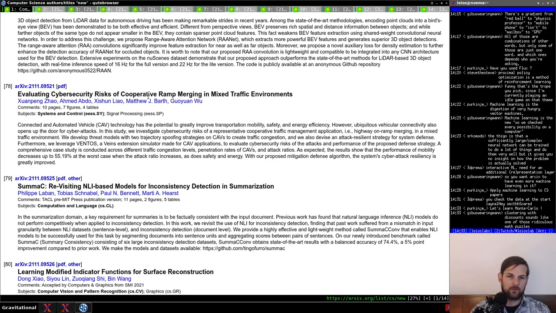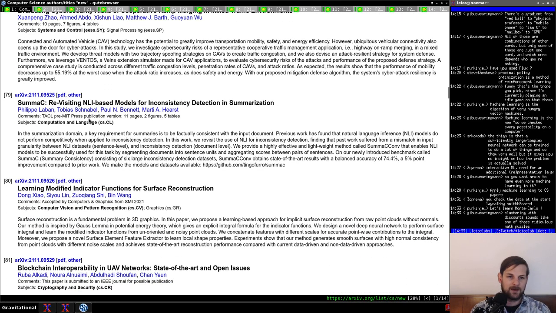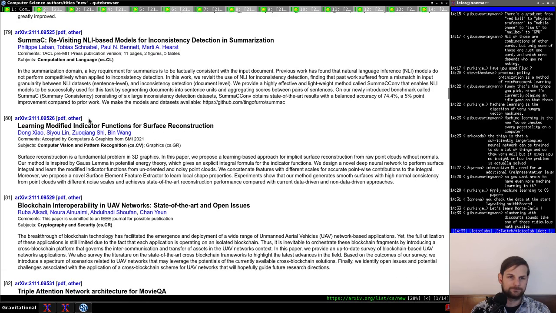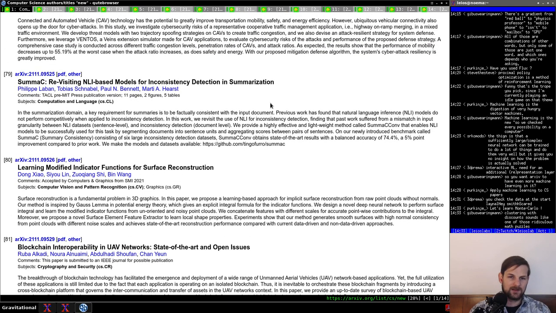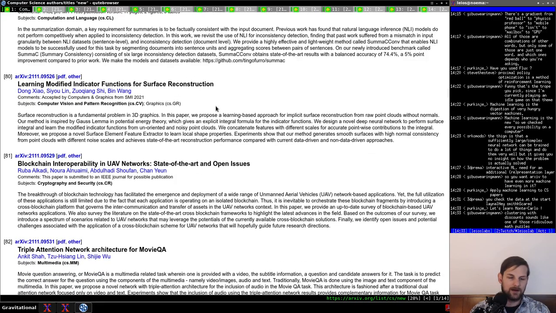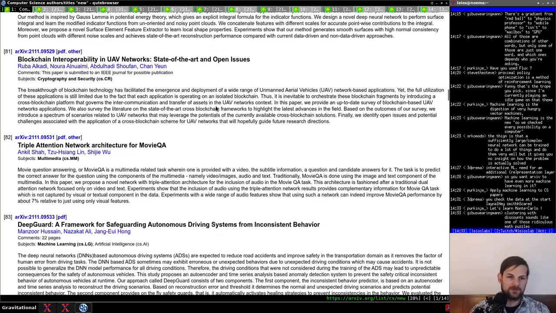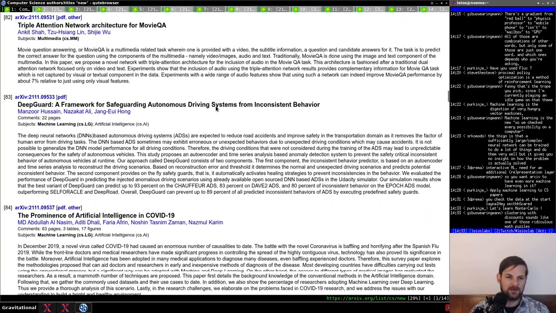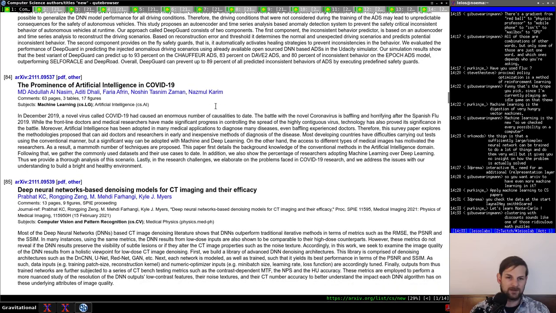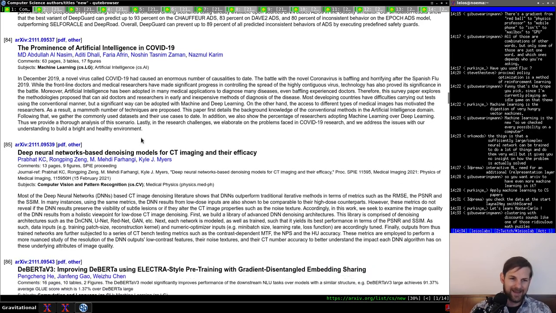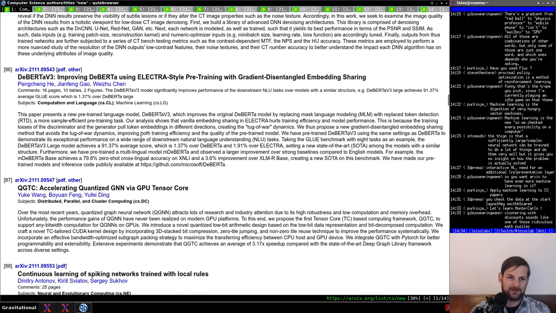Evaluating cybersecurity risks of cooperative ramp merging in mixed traffic environments. Revisiting NLI-based models, computation and language, really, for inconsistency detection and summarization. Blockchain interoperability, triple attention network structure for movie QA, DeepGuard, the prominence of artificial intelligence in COVID-19. Ooh, now that one's probably interesting. See, I'm hoping that one is a discussion of how we're using too much machine learning nowadays. That would be quite nice. Clustering with discount sounds like one of those ridiculous math puzzles. Deep learning again, probably more deep learning. Computation language. Actually, we're getting some good computation language papers today.